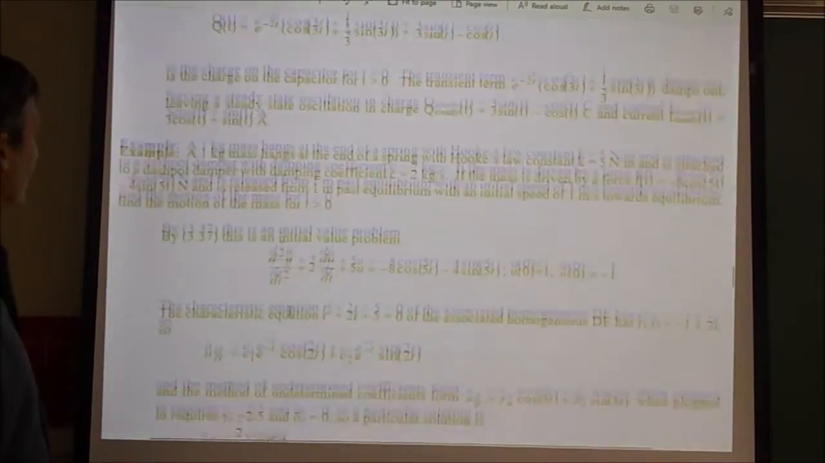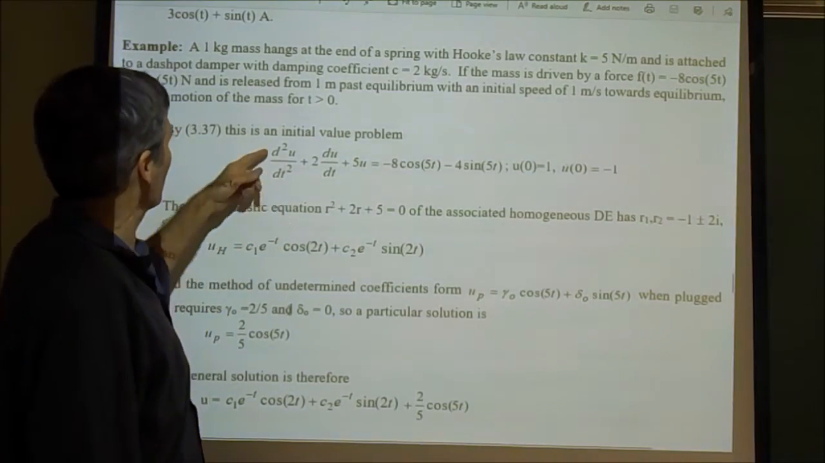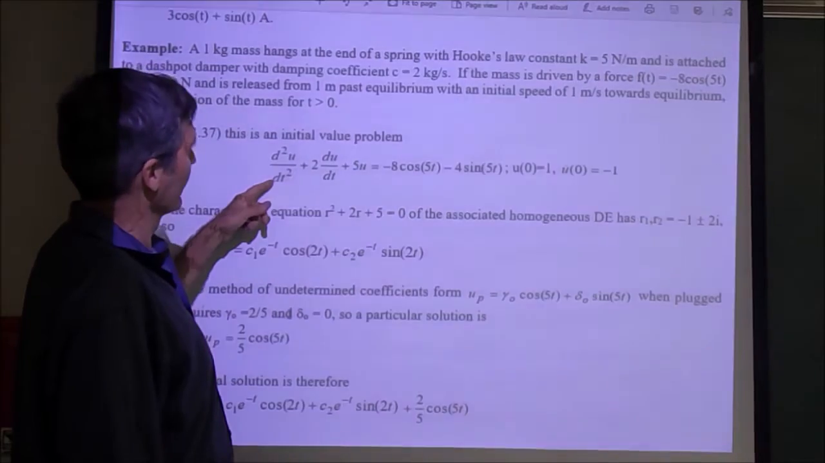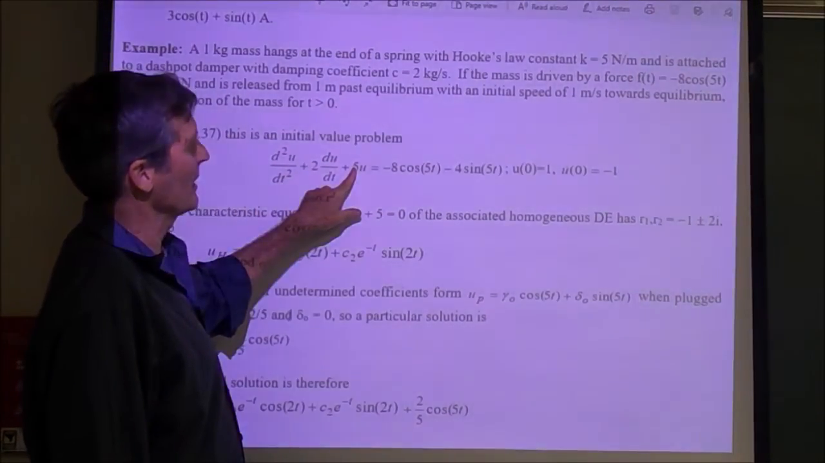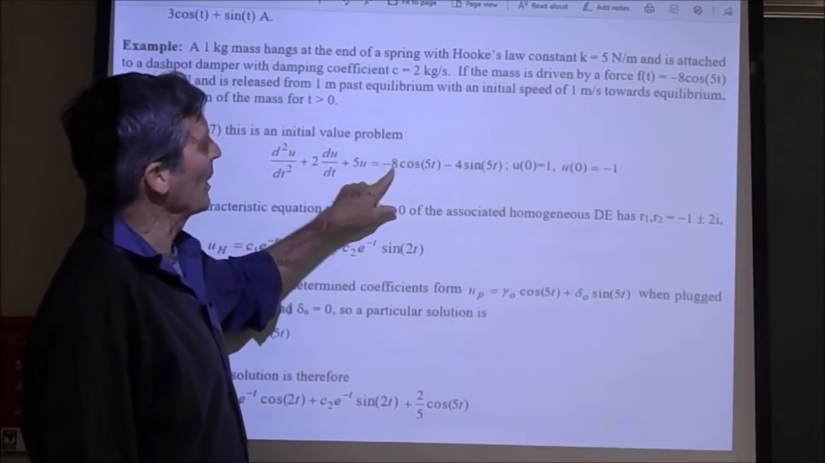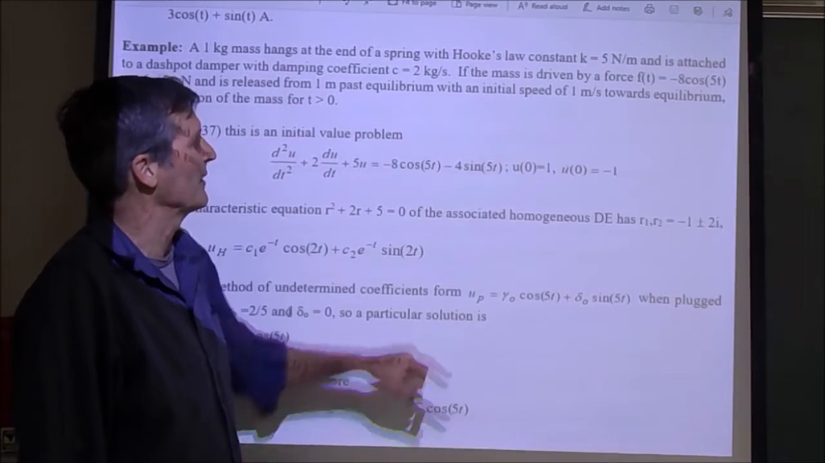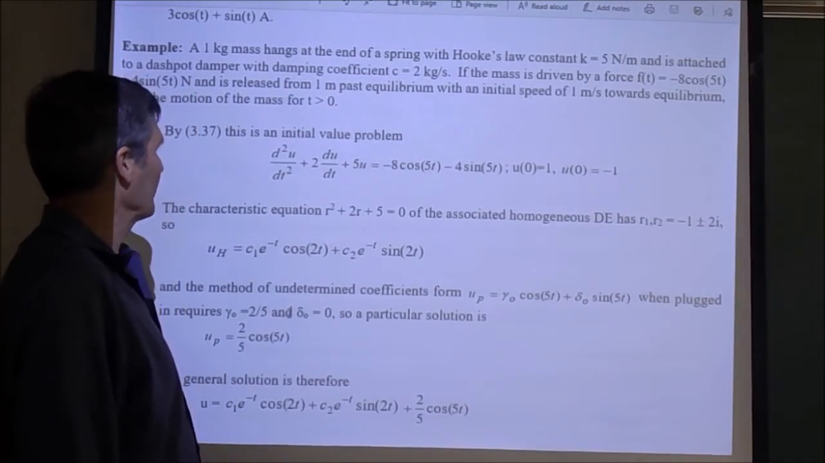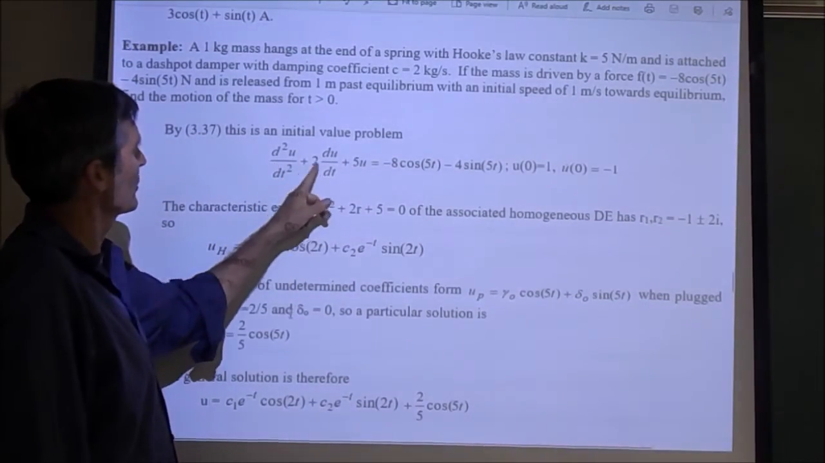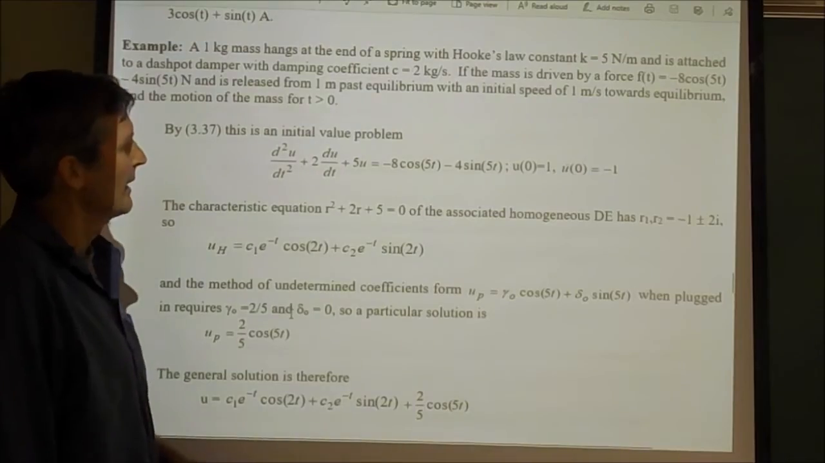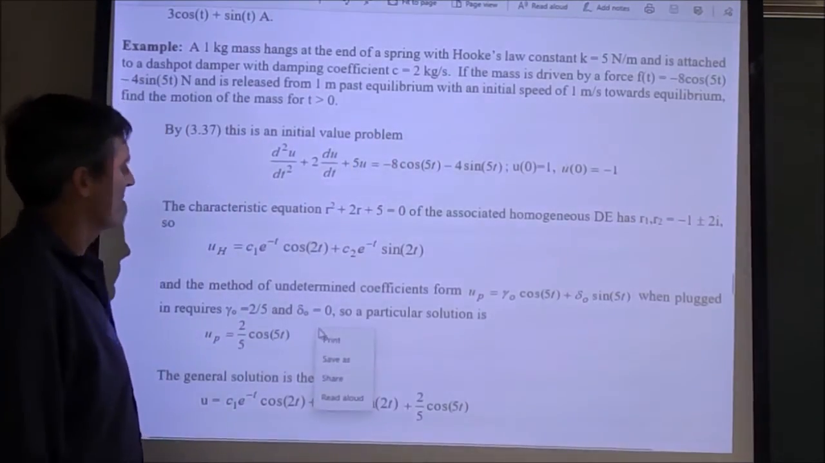Well, there it is. So the same thing happens to a mass on a spring. Suppose I have this damped, driven mass, so the mass is 1, the damping coefficient is 2, and the spring constant is 5, and you drive it with the sinusoidal driving force minus 8 cosine 5t minus 4 sine 5t. Well, there's a particular solution. The homogeneous problem has characteristic equation r squared plus 2r plus 5 equals 0, and gives you r equals minus 1 plus or minus 2i. Oh, it's the underdamped case again.